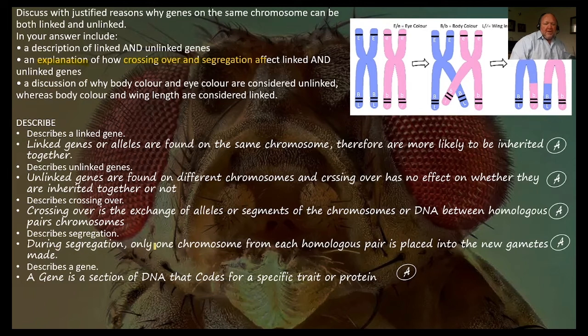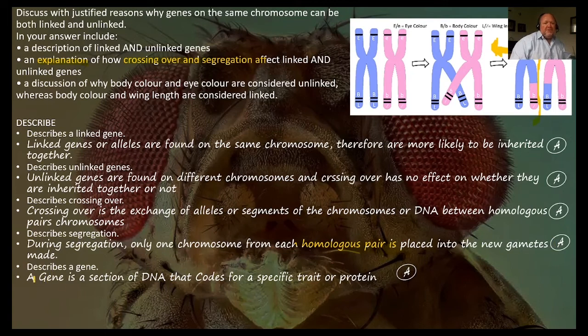Then during segregation, only one chromosome from each homologous pair. Remember, segregation is when we pull these pairs apart, not when you pull the two chromatids apart. That is the second part of meiosis. In the first part, all we're doing is splitting the pairs, going from diploid to haploid, and placed into the new gametes.